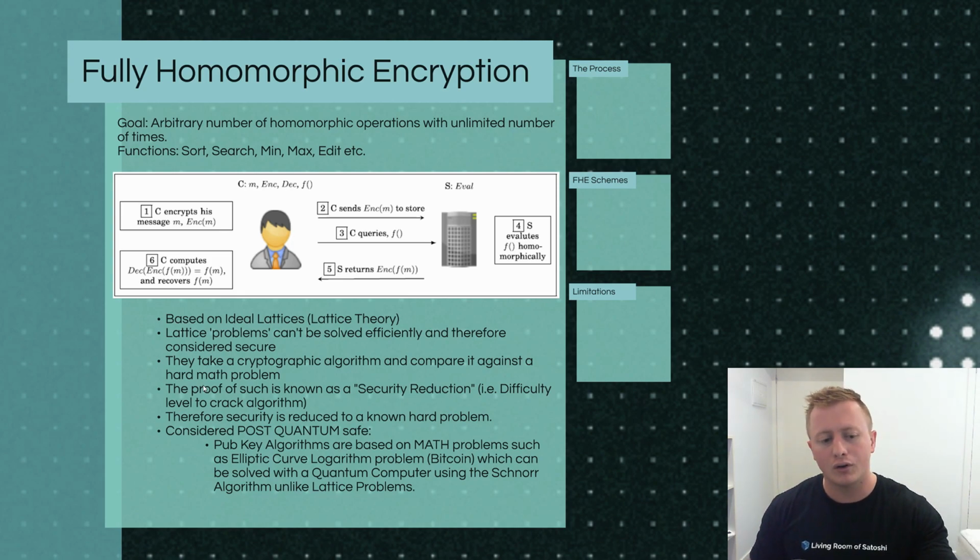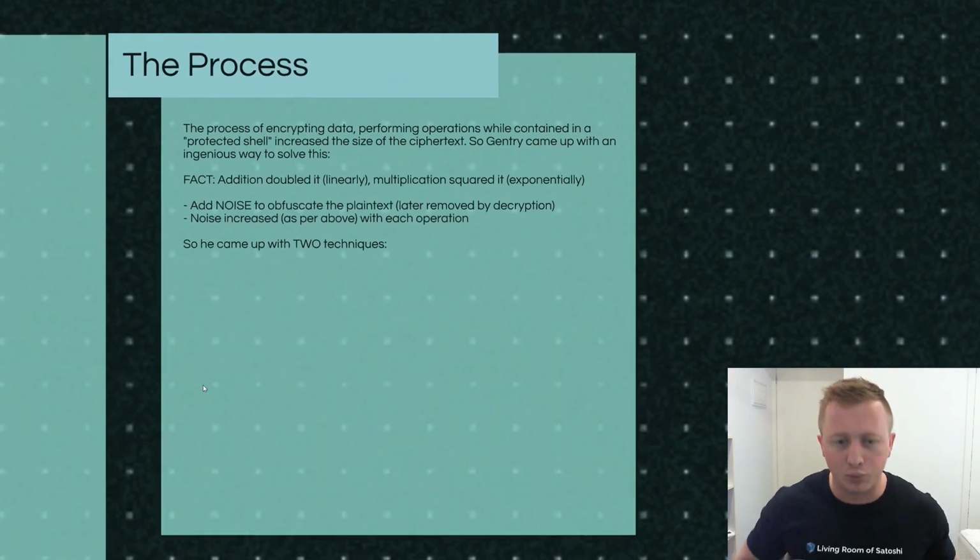So public key cryptography algorithms are actually based on math problems like the elliptic curve discrete logarithm problem. So you see that in Bitcoin with ECDSA, which can actually be solved with a quantum computer using the Shor algorithm, unlike lattice problems which cannot. So it's considered post-quantum safe at this point in time. So that's pretty cool. So what's the process?